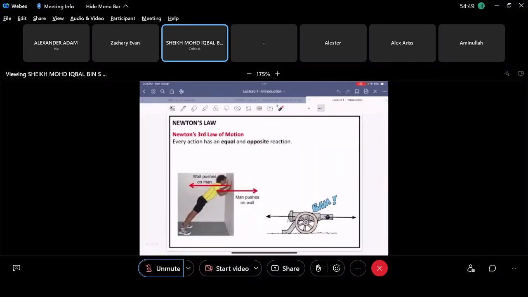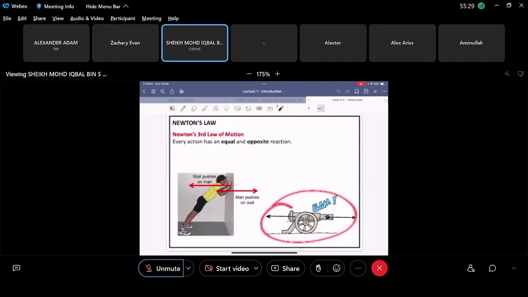And then Newton's third law of motion is every action has an equal and opposite reaction. Whenever you apply force to something, there will be a reaction force applied back. For example, the man here is pushing on the wall, and there's a reaction force pushing back on the man. So the brick wall and the man remain static. When the man pushes on the wall, the wall pushes on the man. This is called a reaction force. This is Newton's third law of motion.